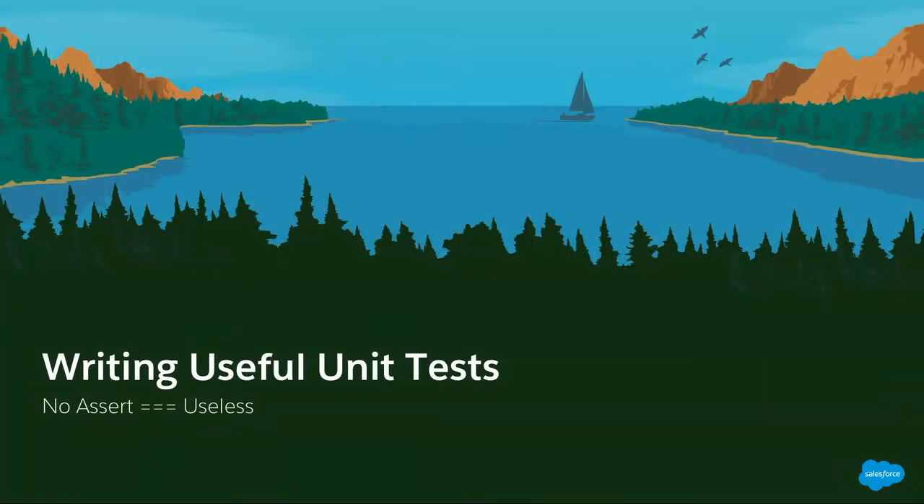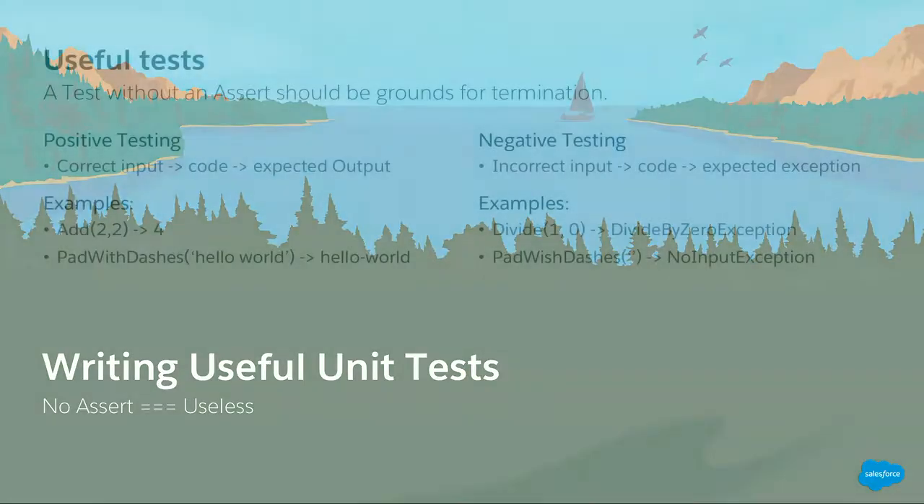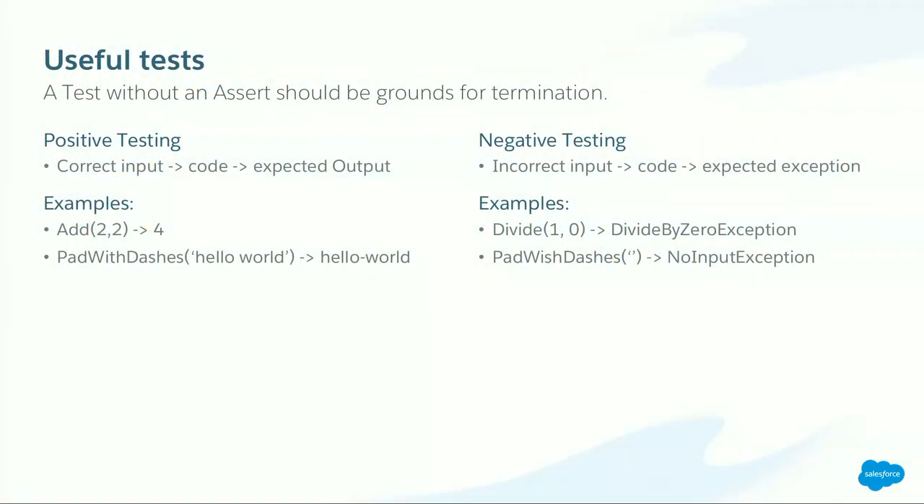So what do I mean by writing useful unit tests? I call them useful or meaningful. We're going to talk about a useful unit test being a test with asserts. If you don't have an assert in your unit test, you should have a long talk with HR. Okay? You're going to do some positive unit testing. You're going to do some negative unit testing.